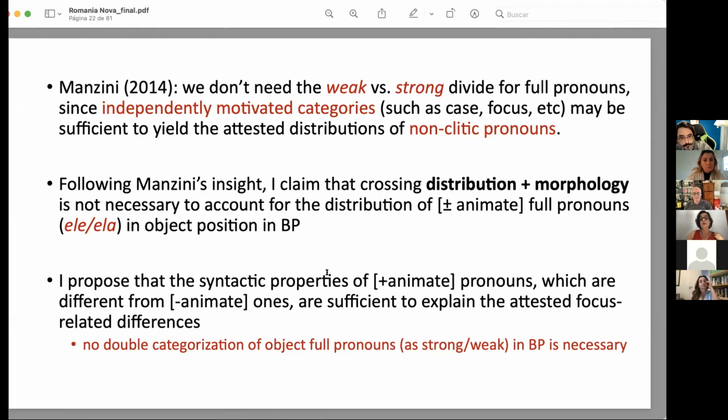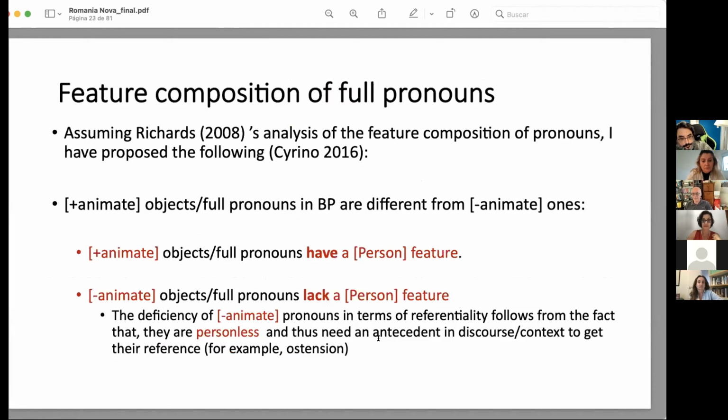Manzini actually says that we don't need the weak-strong divide for full pronouns, because independently motivated categories like case and focus may be sufficient to yield this attested distribution of non-clitic pronouns. So, following her insight, I will try to show that distribution plus morphology is not necessary to account for the distribution of plus or minus animate full pronouns in object position. I will propose that the syntactic properties of plus animate pronouns, which are different from minus animate ones, are sufficient to explain the attested focus-related differences. So we won't need this categorization of strong and weak pronouns for Brazilian Portuguese full pronouns.